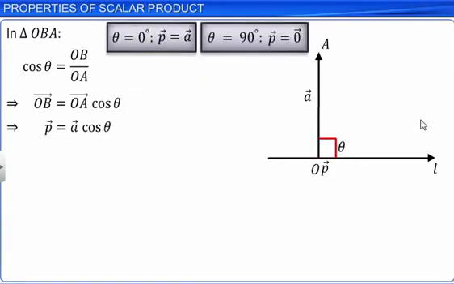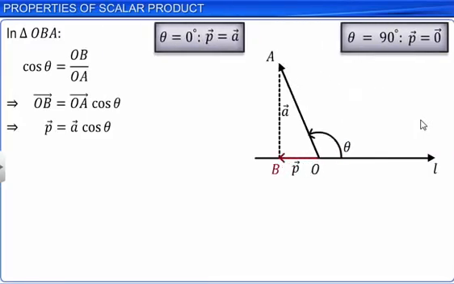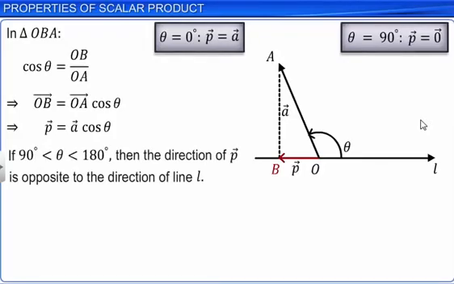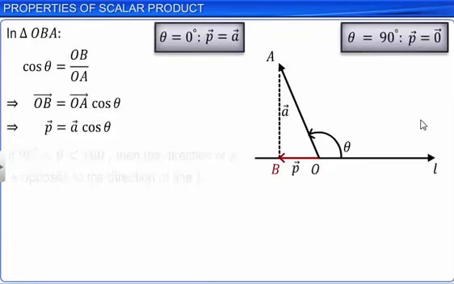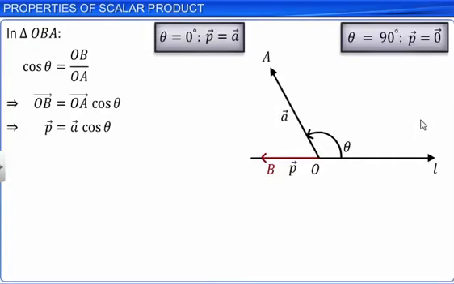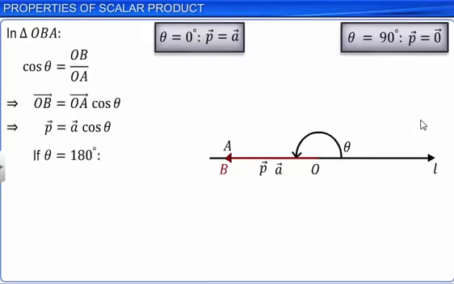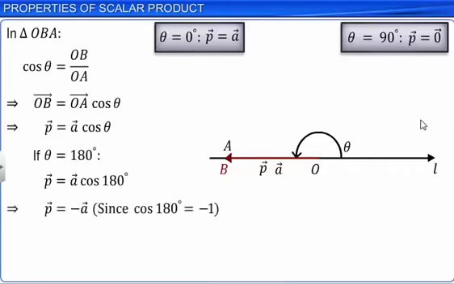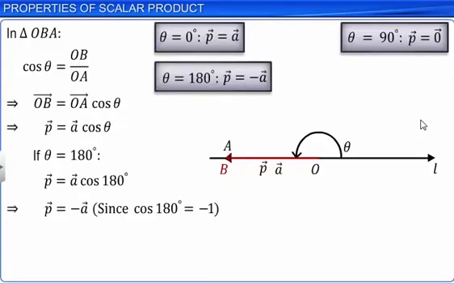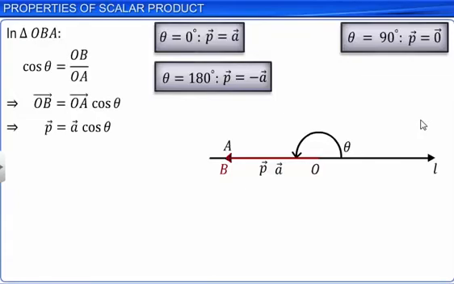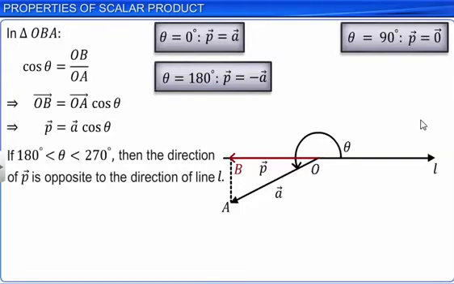When theta lies between 90 degrees and 180 degrees, cos theta is negative, and hence the direction of projection vector P is opposite to the direction of line L. If theta is equal to 180 degrees, then vector A lies along line L. In this case, its projection vector P is equal to negative vector A, and its direction is opposite to that of line L. When angle theta lies between 180 degrees and 270 degrees, the direction of projection vector P is opposite to the direction of line L.